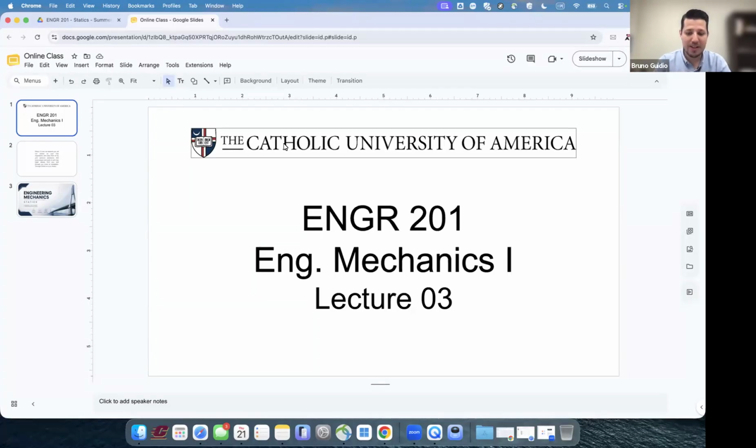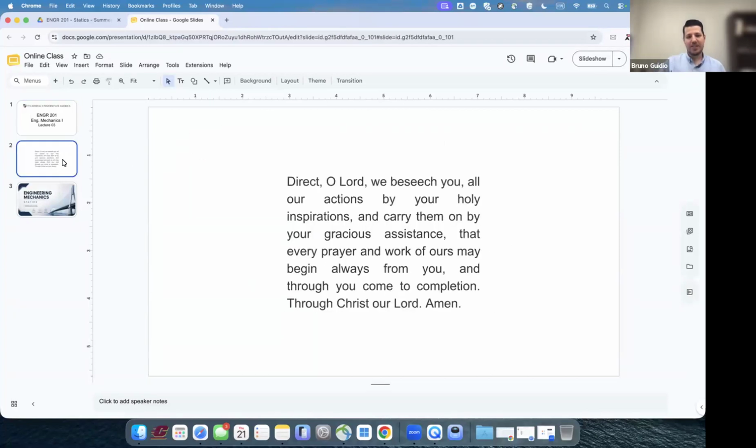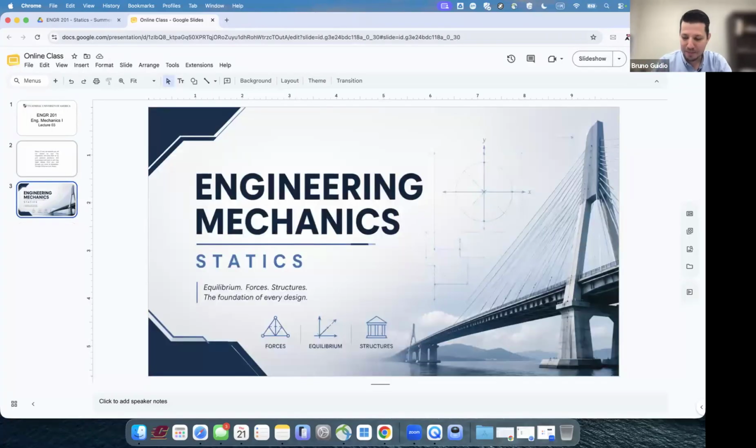Okay, so let's go for it. In the name of the Father, Son, Holy Spirit, Amen. Direct, O Lord, we beseech you, our actions by holy inspirations, and carry them on by grace's assistance, that every prayer and work of ours may begin always from you, and through you come to completion, through Christ our Lord. Amen. Father, Son, Holy Spirit, Amen.